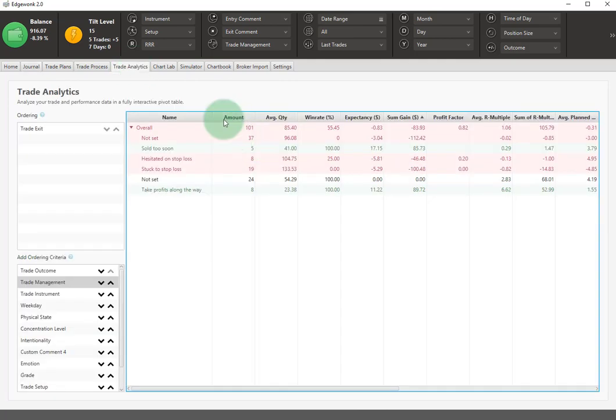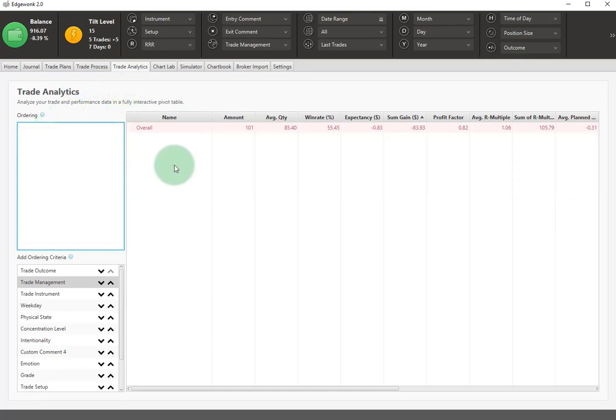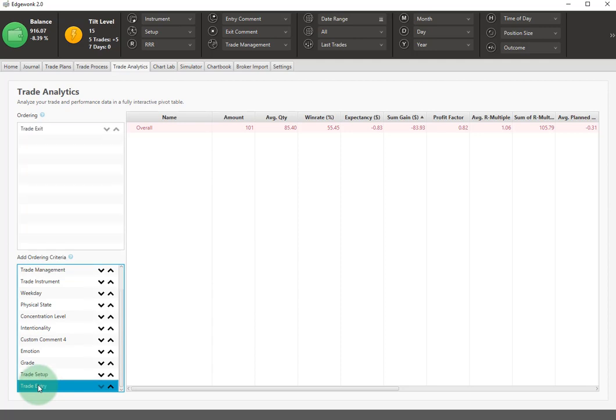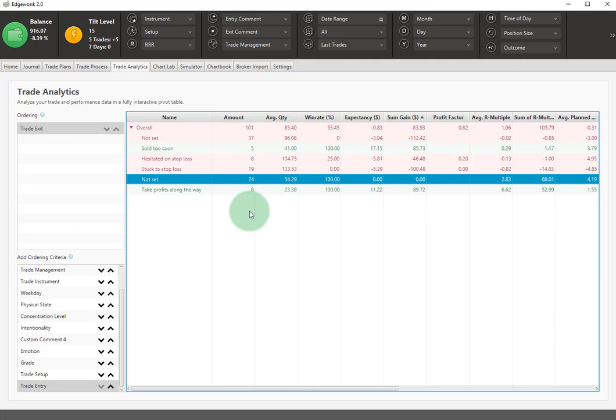A quick tip when it comes to using, for example, the trade analytics. So here we have added the trade exit. If you haven't used the trade analytics, it will look something like this. And here you have the ordering criteria. So let's put the trade exit back on. You just double click on it, then it comes to the ordering criteria. And now you can look at your trade exit comments. So for 37 trades, and here 24 values, he did not enter any trade exit comments. So again, I would really recommend to change that.